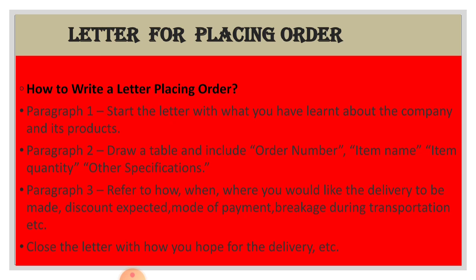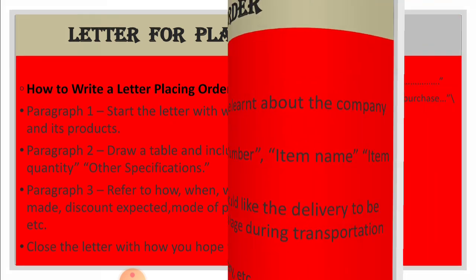So all these terms and conditions are mentioned once again, though you would already have had a conversation with them, but still we write them so that they are always there in hard copy, and we can go for a complaint if the consignment that is sent to you is not proper or is not meeting any of the conditions that you have asked for. And we close the letter with how you hope for the delivery. So this is how we normally go.